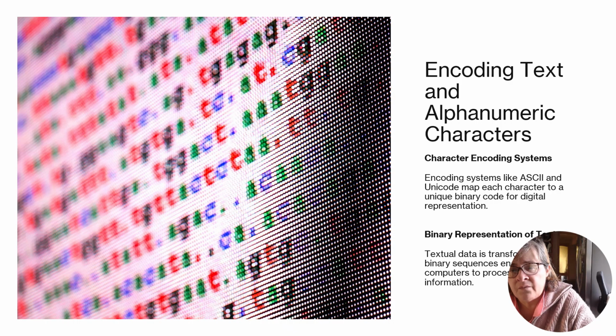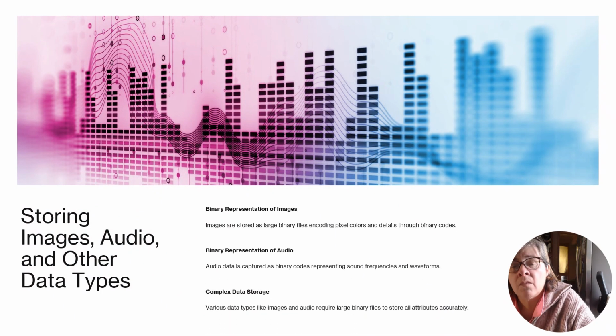Textual data is converted to binary using character encoding systems like ASCII and Unicode, in which each character corresponds to a specific binary code. Complex data such as images and audio are represented as large binary files composed of binary codes that capture pixel colors, sound frequencies, and other attributes.